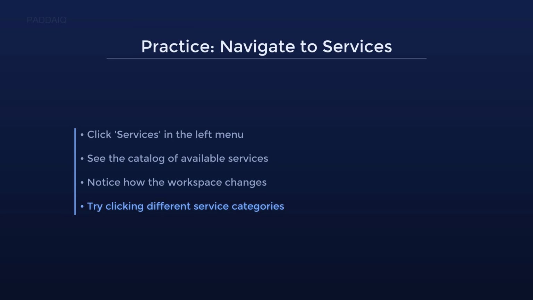Try clicking different service categories. This helps you explore the various types of tools available, like databases or AI services. For instance, you might click Analytics to find tools for creating business reports. Familiarizing yourself with these categories is essential for using the platform effectively.